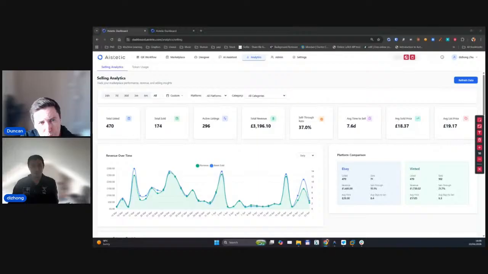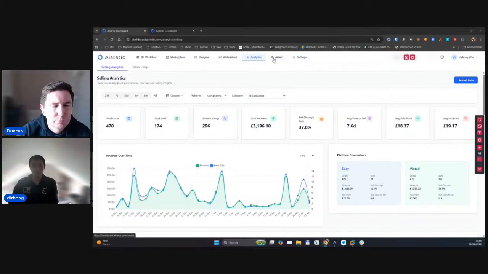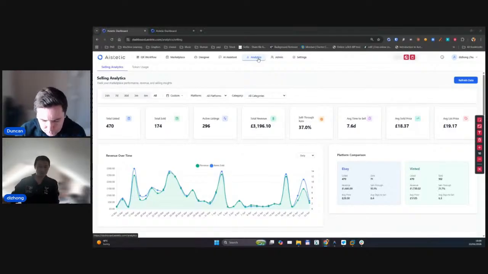Now I'm just going to walk you through how to use the analytics to help your sales. Basically, in our platform, once you upload and publish, if the item is sold, we will track everything for you. That will help you make selling decisions and buying decisions. In your dashboard, you should see this analytics tab at the top. What you need to do is just click analytics and see your inventory health.